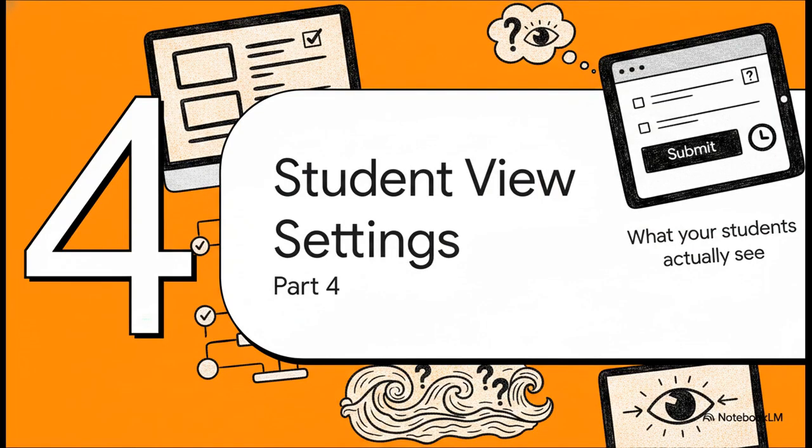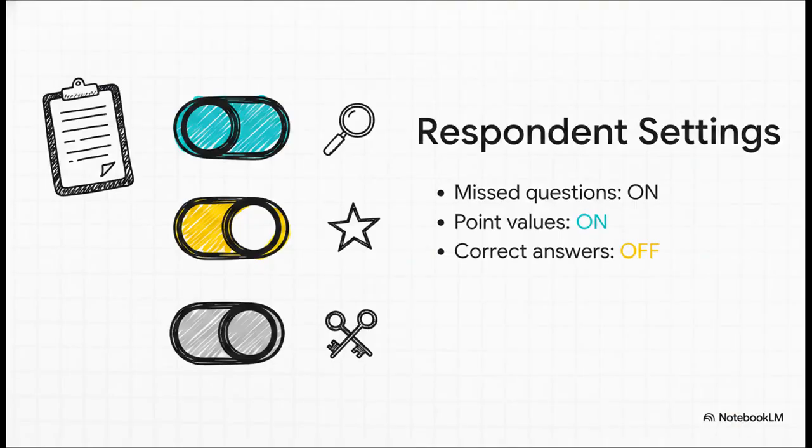Okay, part four, controlling student view settings. This dictates exactly what your students actually see the very moment they hit submit. Think of this checklist as your first line of defense. Keep missed questions toggled on. Why?